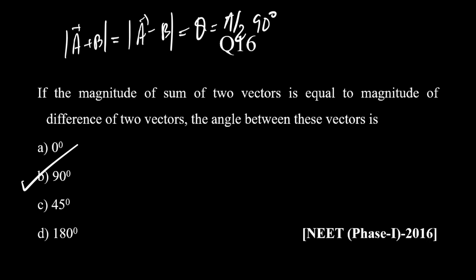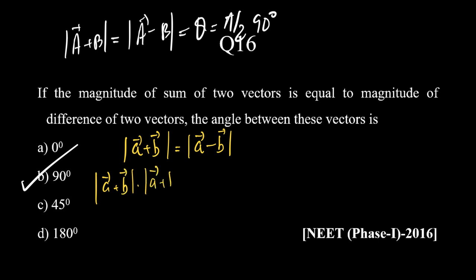Now, of course, if you're not able to recollect this during the exam, how do you do this? It's simple. What you do is you write like this: mod a plus b is equal to mod a minus b, and then if you take the square on both sides, if you take the dot product on both sides, what do you get? Mod of vector a plus b dot mod of vector a plus b is equal to mod of vector a minus b dot mod of vector a minus b. And what is this equal to?